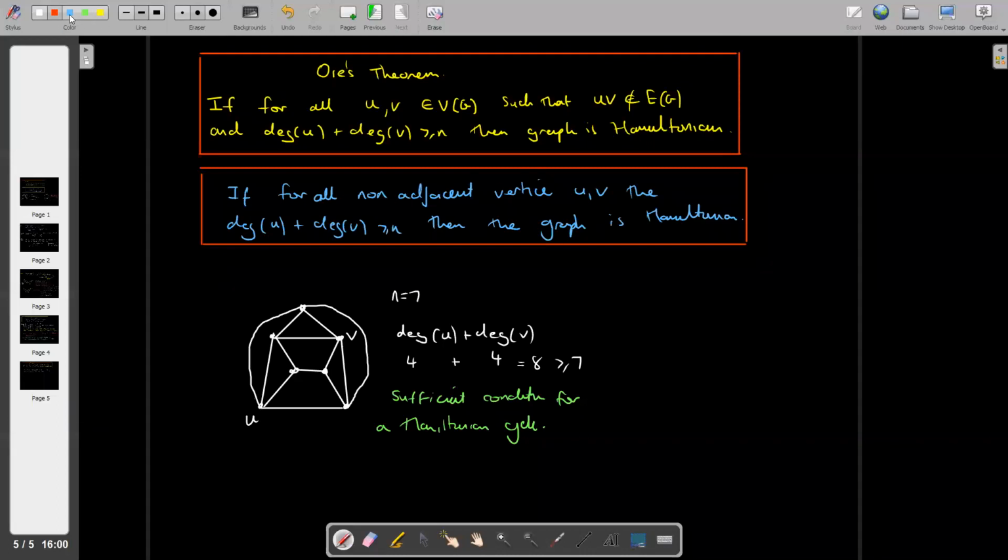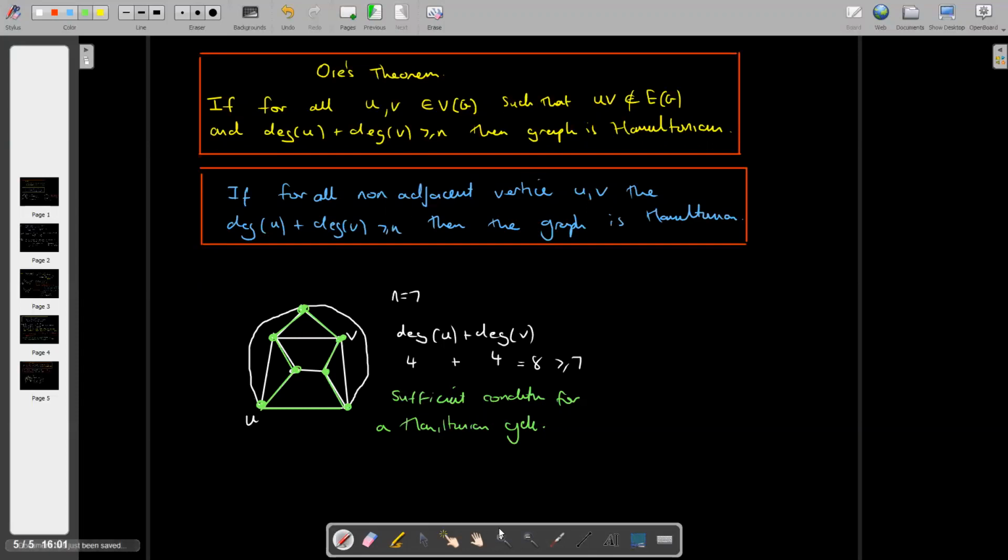Okay, so let me draw where the Hamiltonian cycle actually is, just in case you weren't aware of it. So we'd come on here, up here, up here, up here, down there, along there, and back down there. So clearly we visited all the vertices once and once only, so it's definitely a Hamiltonian cycle. There we go. So it's a sufficient condition for a Hamiltonian cycle. That means if this is true, then it is Hamiltonian, okay?